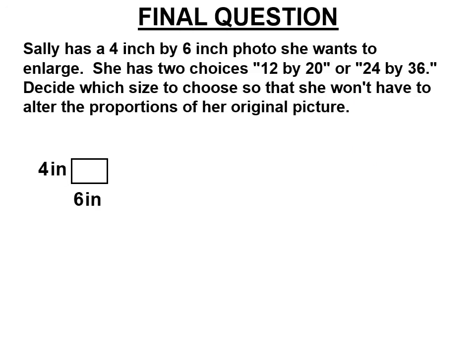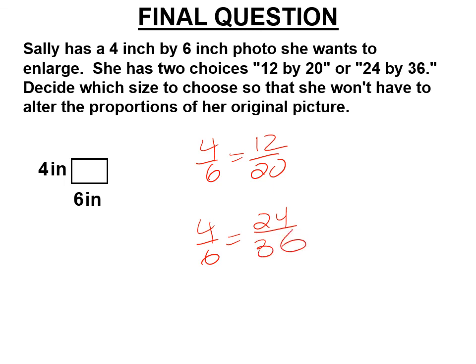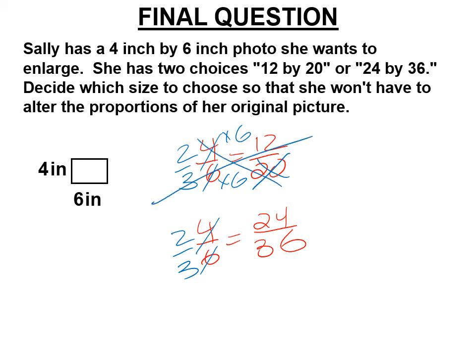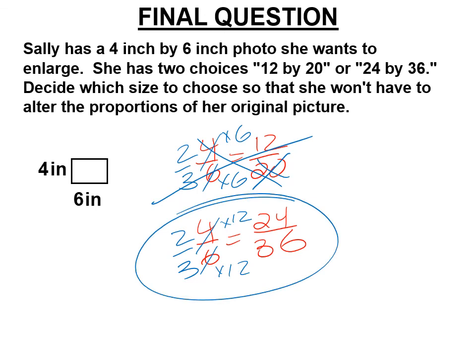Final question. All right, we have a 4-inch by 6-inch photo. She wants to enlarge. She has two choices. She can do 12 by 20, or she can do 24 by 36. She wants the one that's proportional. Well, 4/6 simplifies to 2/3. 2 times 6 is 12. 3 times 6 is 18, so that's not the one. The other one better work. Yeah, it does. It's this one. She should pick that one, and so that way she won't have to alter her picture.